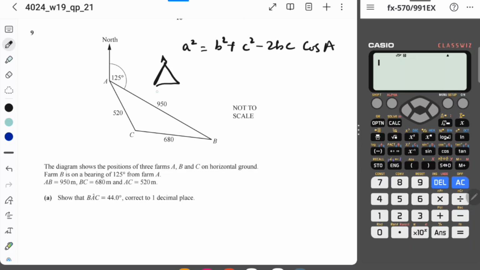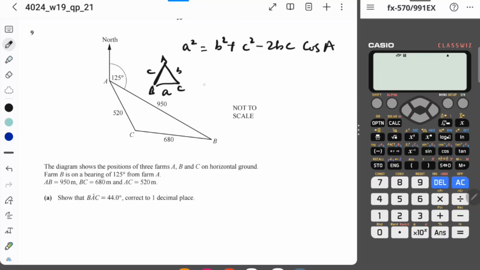For example, this is a, b, and c. This is a, this is b, and this is c. If these two sides are given and this angle is given, you can find out the side. A square is equals to b square plus c square minus 2bc cos of a. Just look at the diagram. Or if all the three sides are given, then see what happens with the same formula. When all the three sides are given, you can just see again and again in the recap, and then you can understand it.